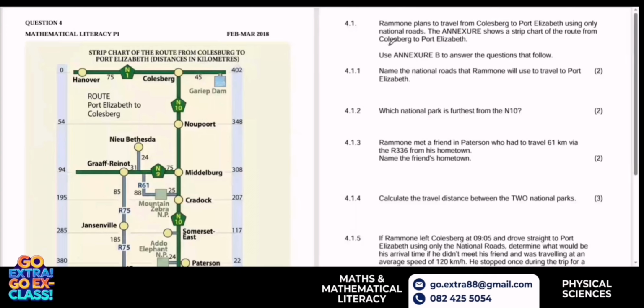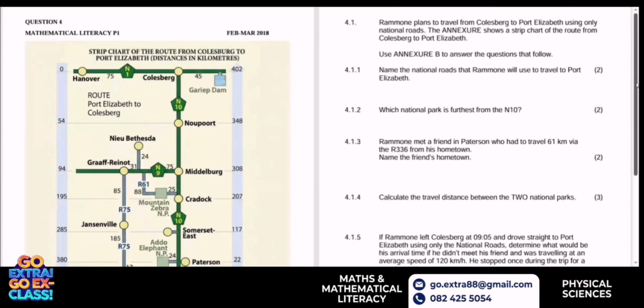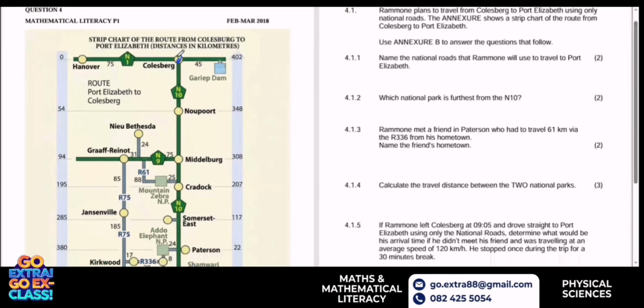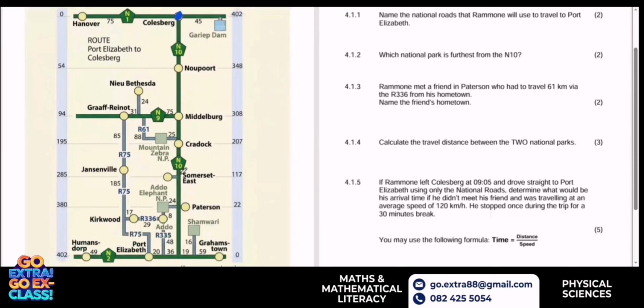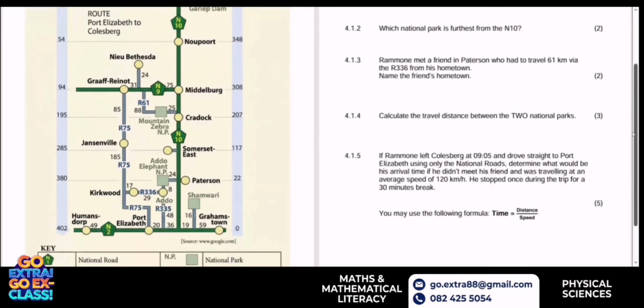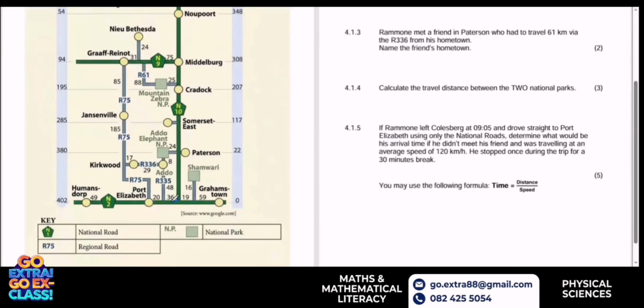It says Ramon plans to travel from Collinsburg to Port Elizabeth using only national routes. The annexure shows a trip chart of the route from Collinsburg to Port Elizabeth. Use Annexure B to answer the questions that follow. So the trip starts from this point here, which I'm going to highlight. This is Collinsburg, and this person will be using the N10, which is the national route, and then you'll be coming down to this point, and from here you're going to come to Port Elizabeth.